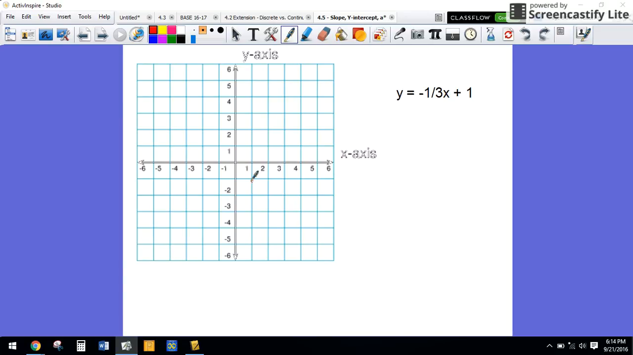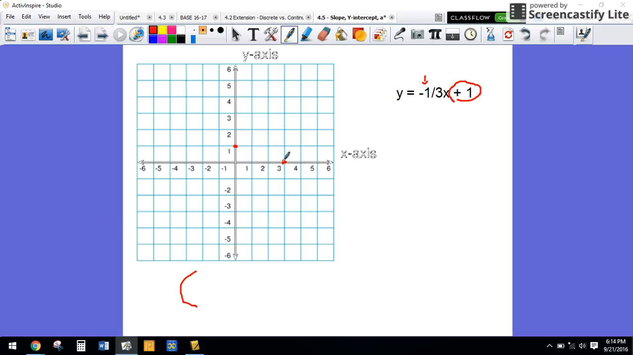Okay, so hopefully you paused the video, gave this a whirl on your own, used your notes if you didn't remember your steps, because I don't have them down here this time. So first thing I'm going to do is I'm going to graph my y-intercept. So I go up to 1, plot my point, and now I need to graph my slope. Here I see that my rise is negative, so that tells me to go down 1, and my run is positive, so I'm going to go to the right 3.